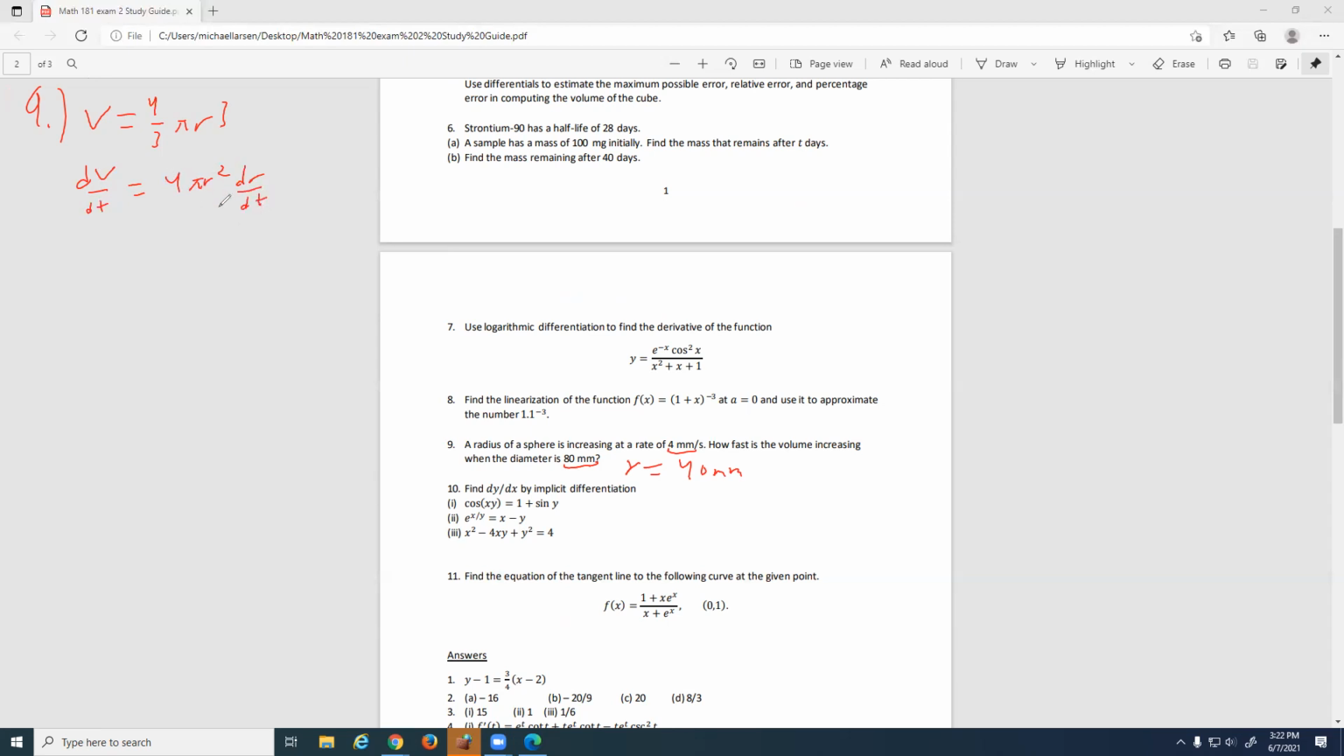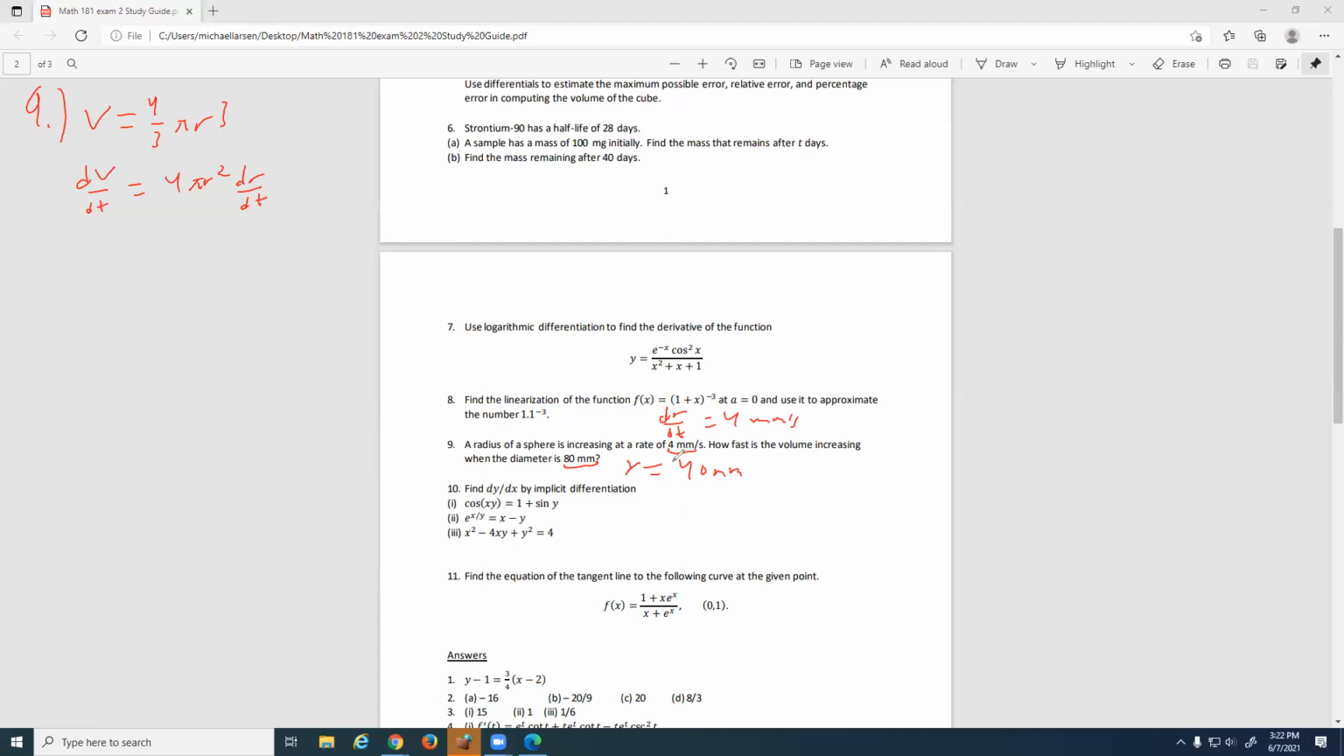And then from here, we know, I guess I kind of skipped over this part. It's typically good to do this when you start off. We know that the radius is going to be 40 millimeters. We know that dr/dt, the rate that the radius is increasing in time, is going to be 4 millimeters per second. And we just don't know what the volume is. So we just want to figure out dV/dt.